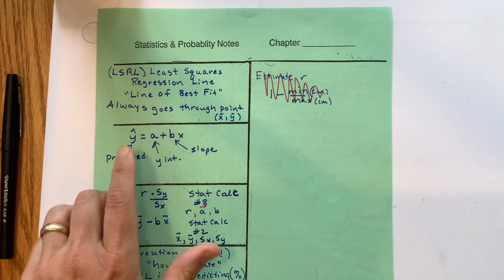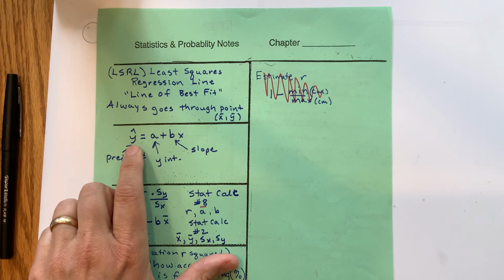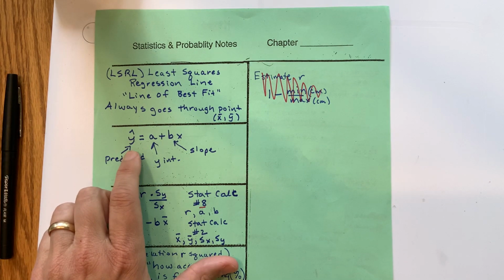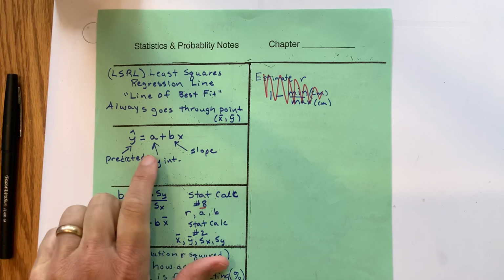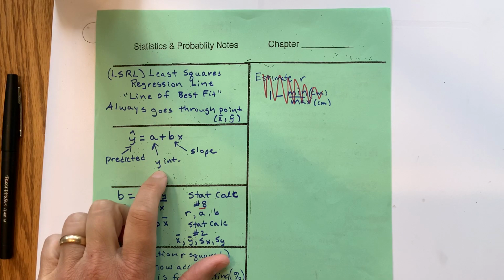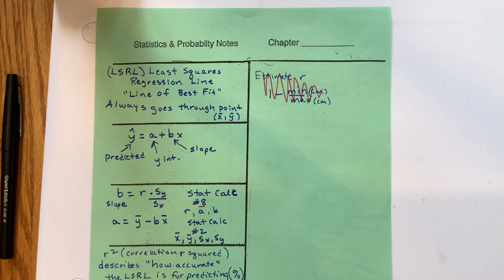And so the equation looks like this. There's a little Y hat, which just means predicted, and then it's A plus BX, which is, I know, different than what you learned in algebra, where it was MX plus B. It's a little weird in stats, and this is where your calculator is going to do it. The A is the Y-intercept, and the B is going to be the slope.